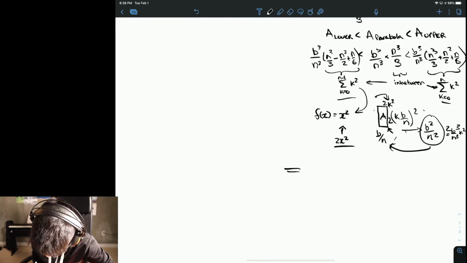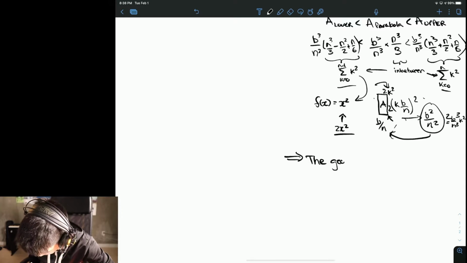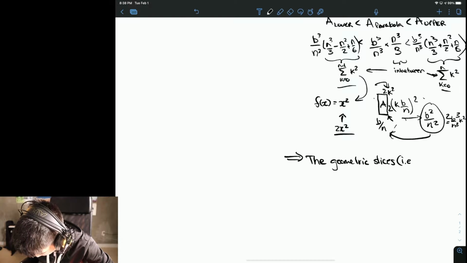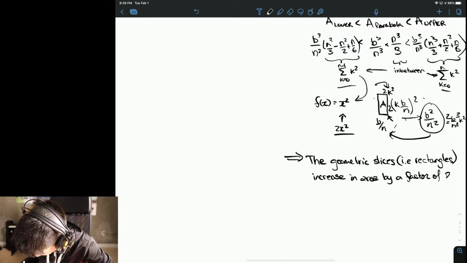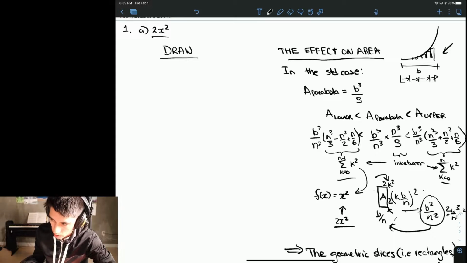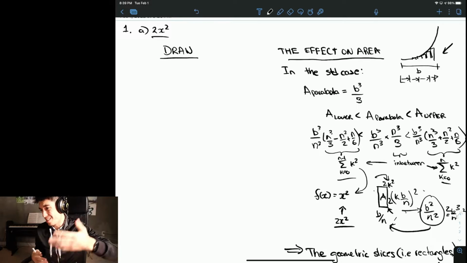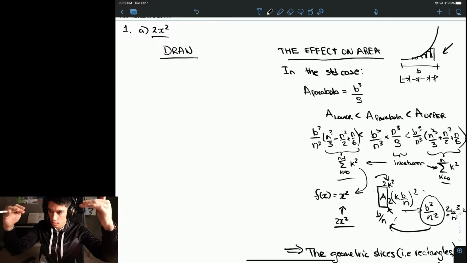Yep, so the geometric slices, that is rectangles, increase in area by a factor of 2, which makes sense because what we're basically doing is doubling up a parabola, the height of the parabola, and if the height doubles, then the area that was there doubles.